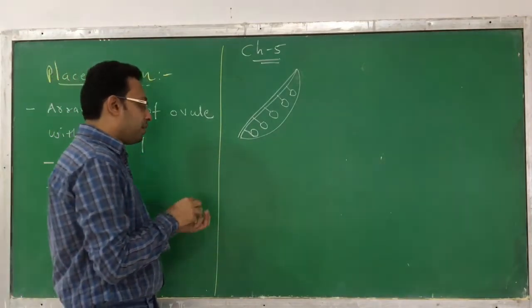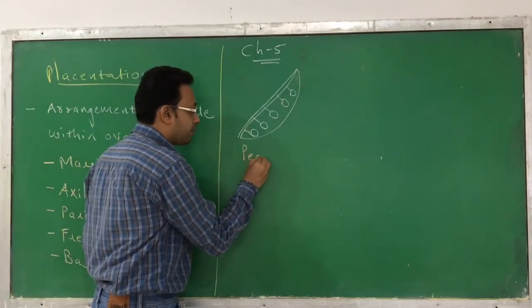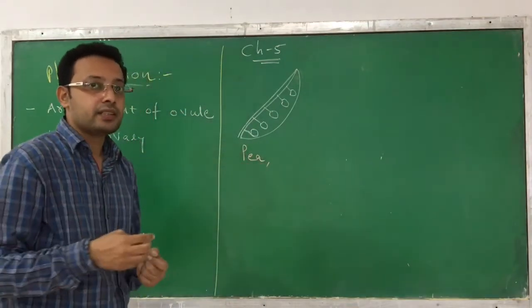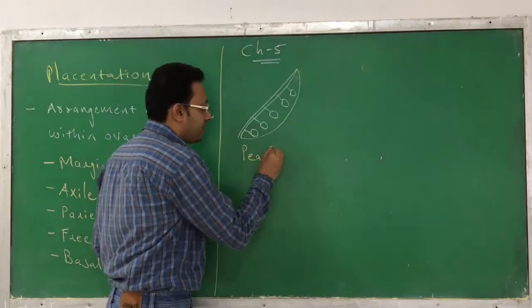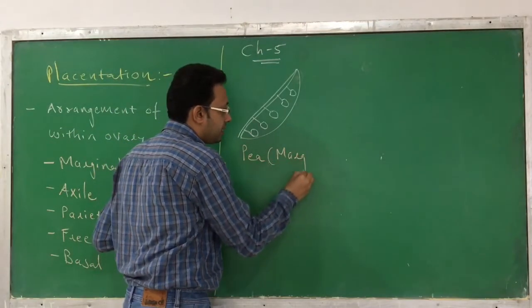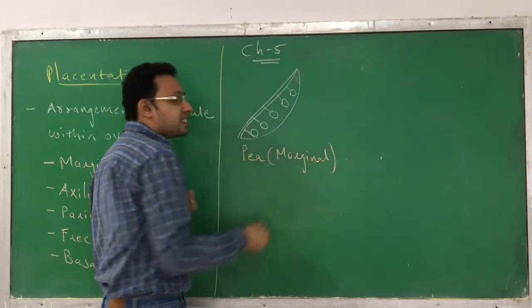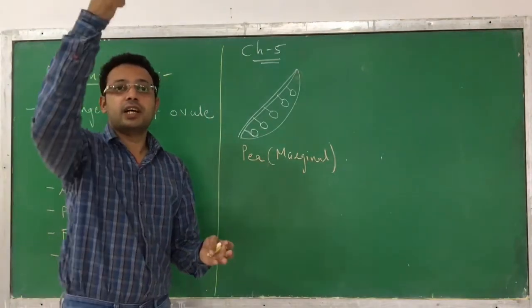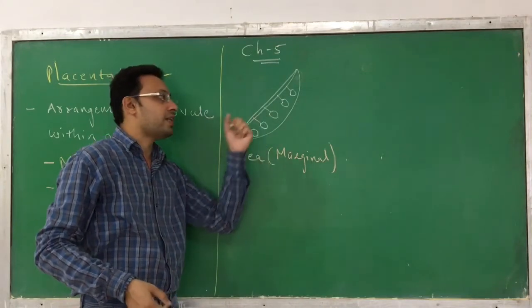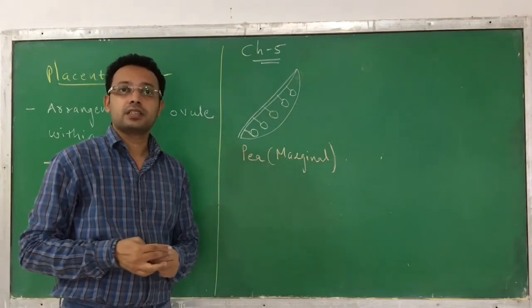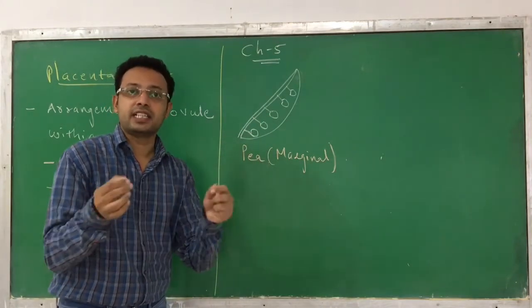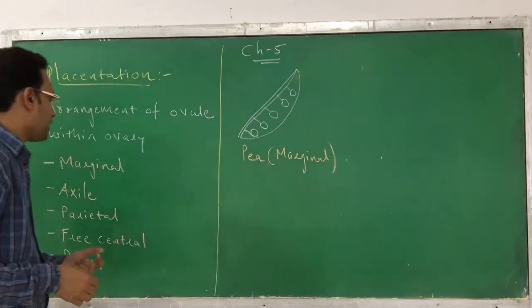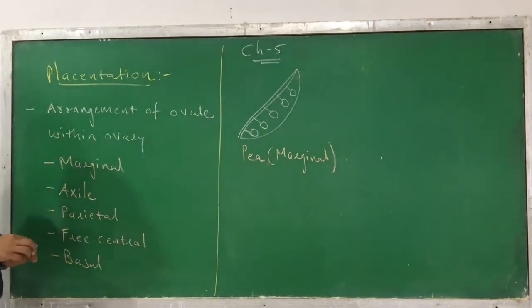A very good example of marginal placentation is the pea. You might have seen the pea. In the pea, you can find marginal placentation, where the seeds or ovules are present on both sides, attached to a ventral ridge. This is the ventral ridge to which they are attached. You can study this pea. Marginal placentation can be easily seen in a pea.